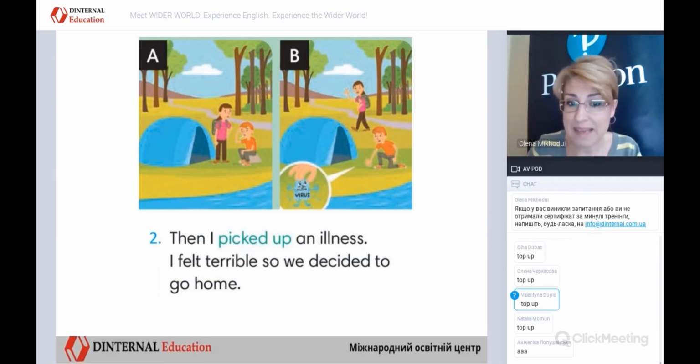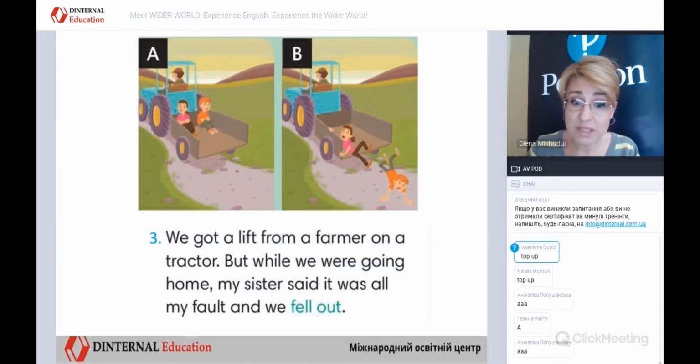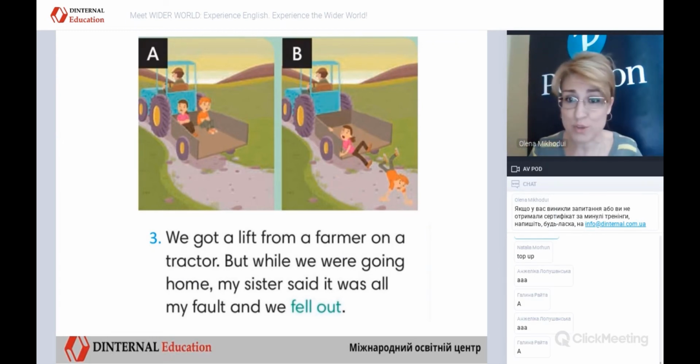Okay, so here is the second fact again. Pick up an illness means simply to get sick. It has nothing to do with physically picking up a virus. So it's picture A. And finally, of course, falling out means having an argument. You see here in picture A, they just turned away from each other and stopped talking. It's not falling down. So the answers are all A's.